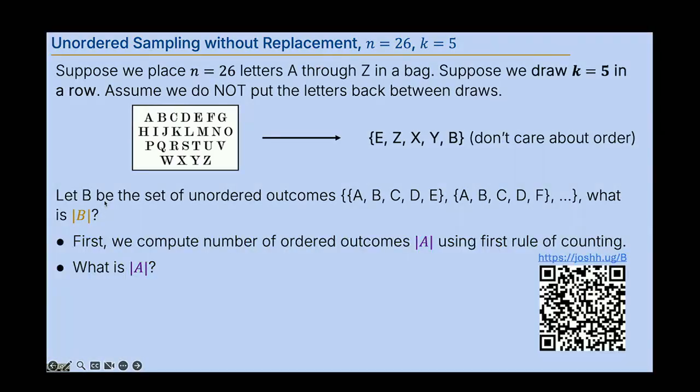So first, let's do it in 2 steps. What is the size of the set A? Remember that that set is the set of ordered outcomes. We're going to pretend temporarily that we care about order.